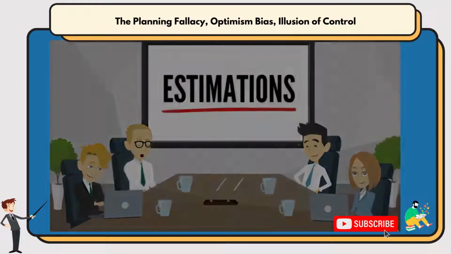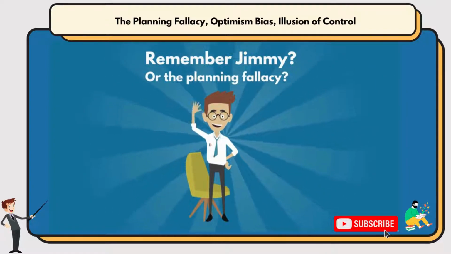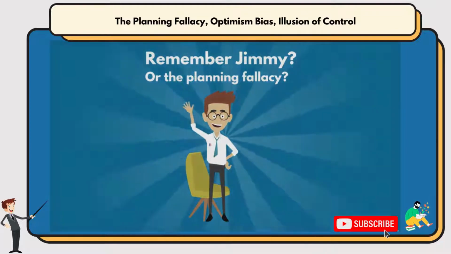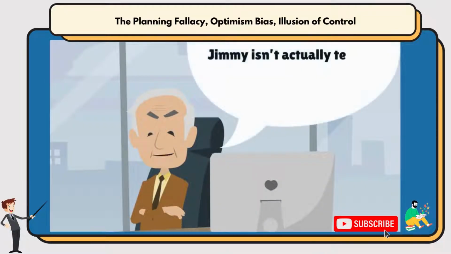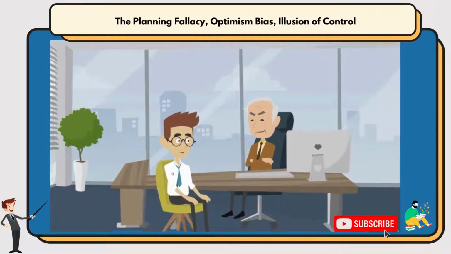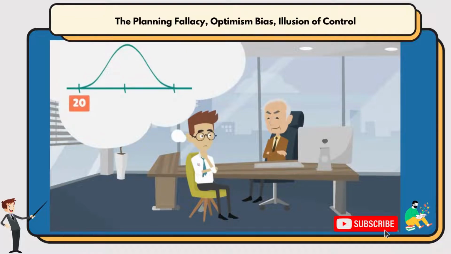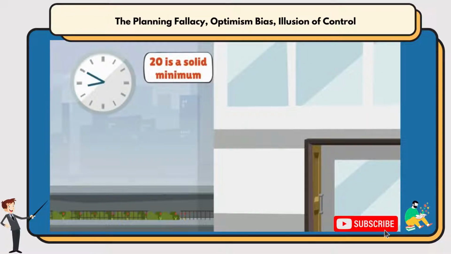Remember Jimmy from the previous lesson and the planning fallacy I mentioned? Of course you do. So, let's discuss. Because, well, Jimmy isn't actually terrible at timekeeping, or at least any more terrible than most people. So what exactly is it? Let's think about this for a minute. Jimmy says that 20 minutes is the minimum amount of time in which he can make it to the office. Let's trust Jimmy on that one. We can say that 20 is a solid minimum. No traffic, shortest route, and feathering the speed limit.